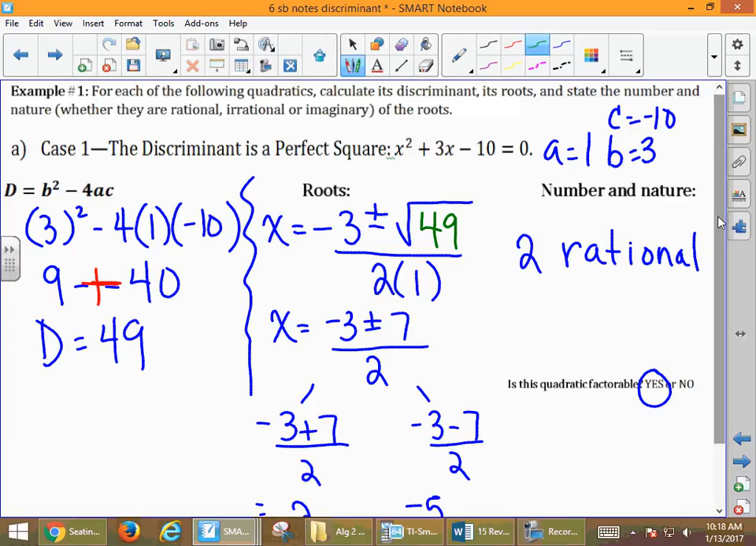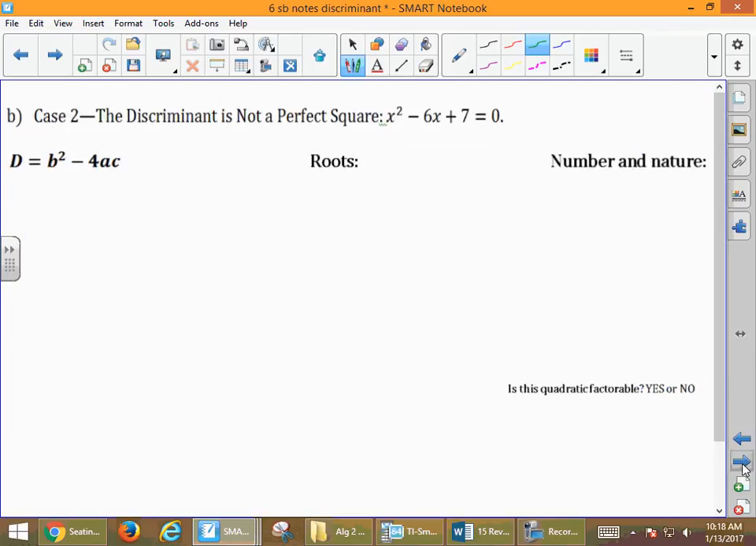If we look at letter B, the second case, the discriminant is not a perfect square. When we look at our equation, x squared minus 6x plus 7 equals 0, good news is it's set equal to 0. We're going to identify a equals 1, b equals -6, c equals 7. And we're going to use our discriminant, b squared minus 4ac, no radical, to calculate.